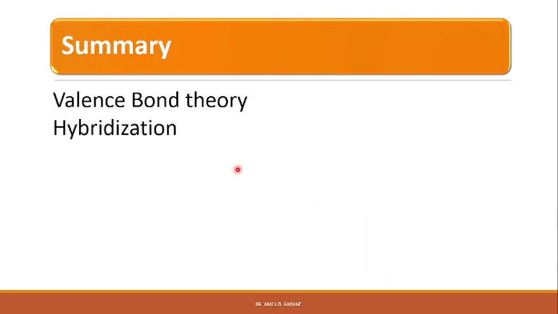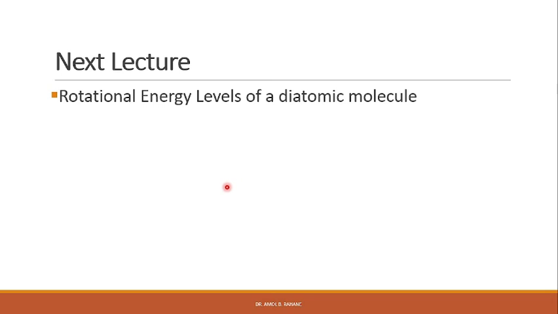So in summary, we have studied the valence bond theory and different types of hybridization. In the next lecture, we will study the rotational energy levels of a diatomic molecule.